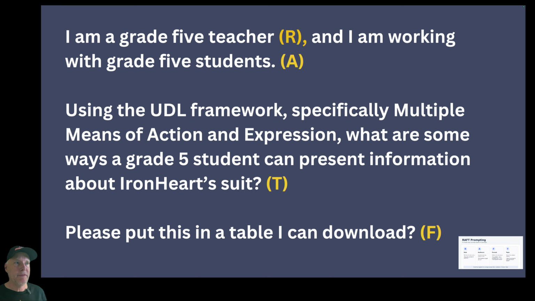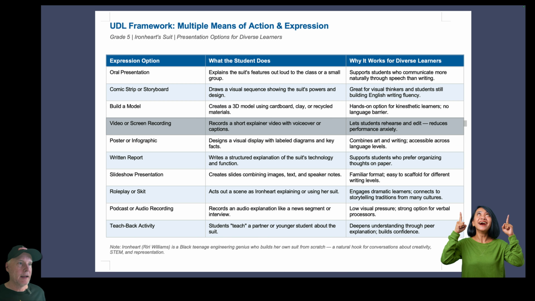So I'm a grade 5 teacher. There's the R for role, and I'm working with grade 5 students. Now, I didn't tell AI, hey, you are a grade 5 teacher. It doesn't really matter as long as you create a role. Using the UDL framework, specifically multiple means of action and expression, what are some ways a grade 5 student can present information about Ironheart's suit? There's the T for topic, and then please put this in a table I can download. So I did that. So there's my RAFT, and it comes back with this.